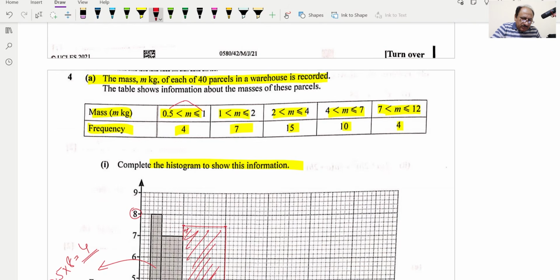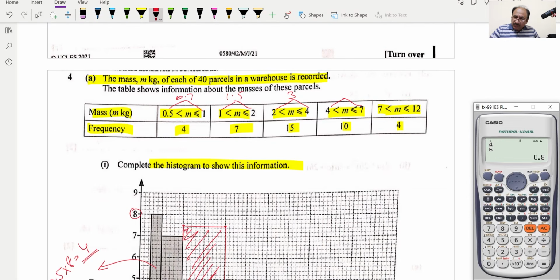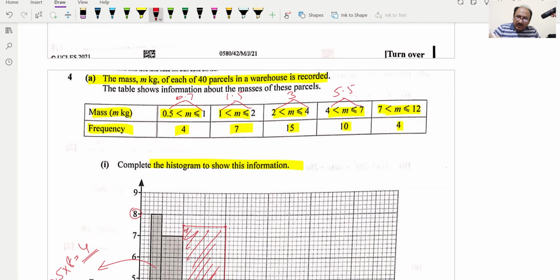The mid value for this will be 0.7, for this 1.5, and for this, the middle of 2 and 4 is 3. For the mid value, you can add 4 plus 7 and divide by 2, so what will you get? You will get 5.5. Okay, we will check. 4 plus 7 is equal to 11, and divided by 2, this will be equal to 5.5. So this is how we are finding the midpoint.